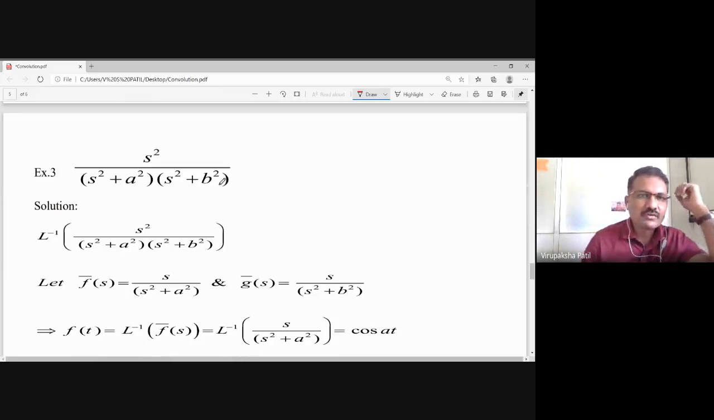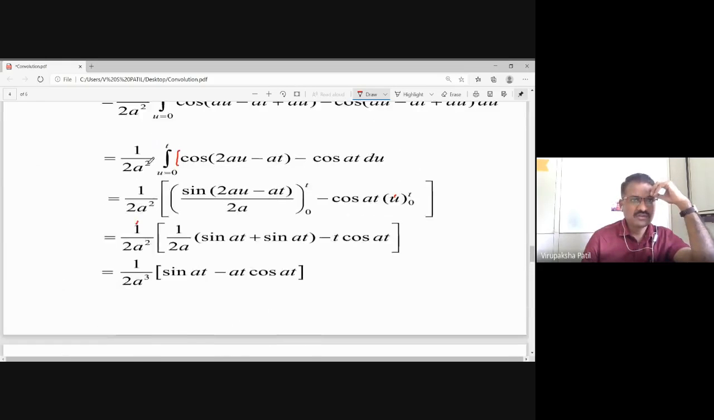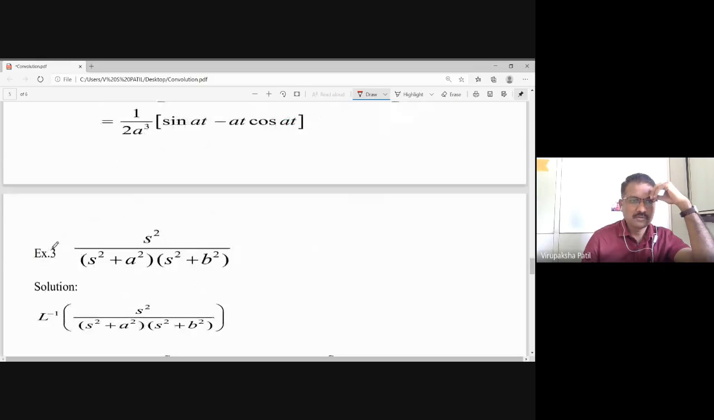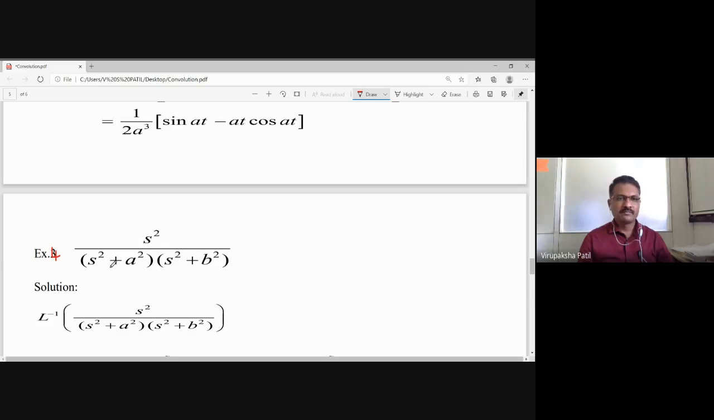So next, this is one of the very important examples which has been asked very recently in your question paper. Find the inverse Laplace transform of, yes, this is example number 4. Find the inverse Laplace transform of s square divided by (s square plus a square) into (s square plus b square).